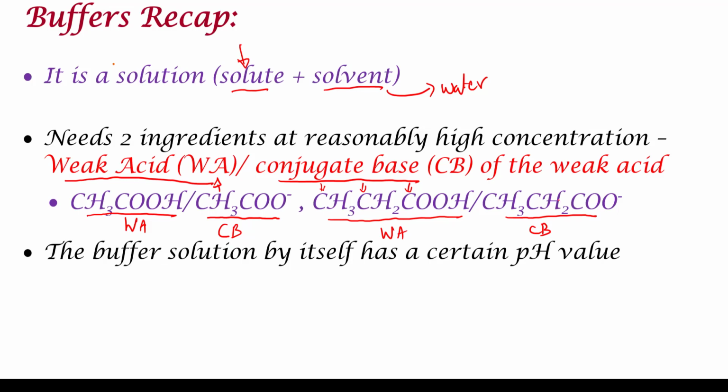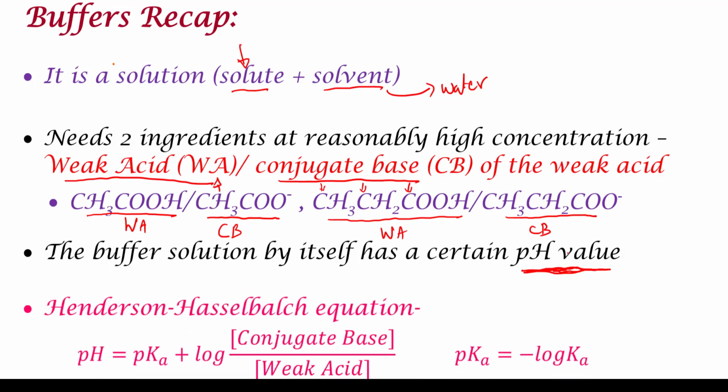And so when you mix the 3 things, that is, your weak acid, the conjugate base, and some water, eventually it's going to produce the buffer. And if you put the buffer in a pH meter, the device that measures pH, you will get a value for pH. So the key point here is that each buffer solution that you make has a certain pH value. Then the question becomes, how do we figure out what that pH value is? You can figure that out by using this particular equation, which is called the Henderson-Hasselbalch equation.